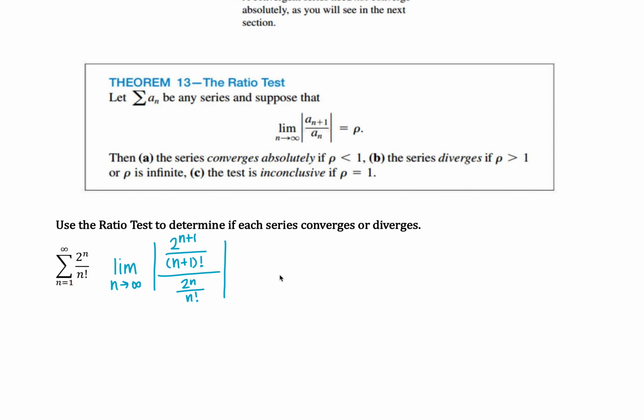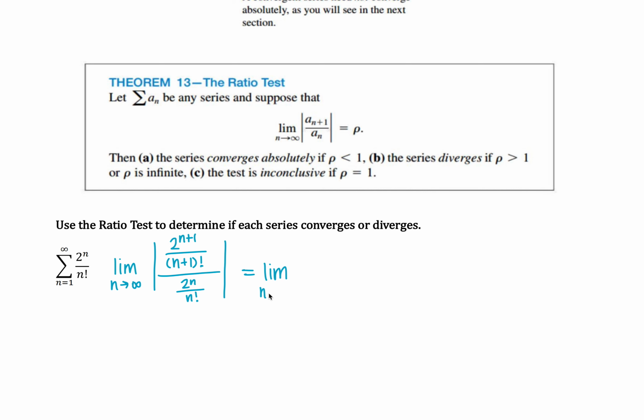Now for this one, I'm going to do a couple things here. First, I can go ahead and drop my absolute value bars because all the terms are going to be positive here. Also, I'm going to rewrite this as a multiplication problem, and I'm going to do a third thing at the same time. I'm going to rewrite the 2 to the n plus 1 and the n plus 1 factorial. So we're going to do a whole bunch of things all at once there.